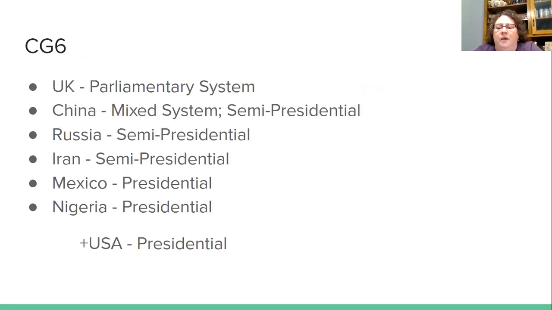and this is a big chunk of what we do when we study these courses. So I just kind of start off reminding us about our CG6, that the UK is the only true parliamentary system that we study. China is authoritarian. I would consider them to be sort of a mixed system, kind of semi-presidential. But often when we think about these, we just say China's authoritarian.